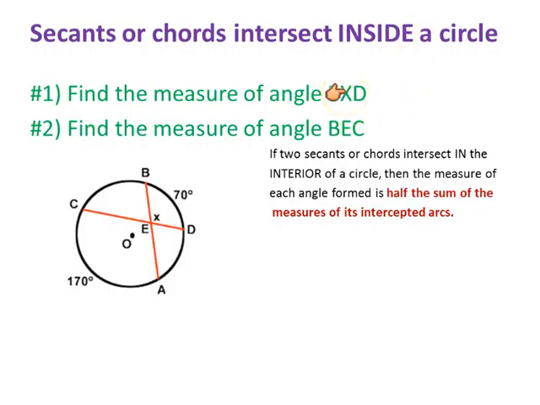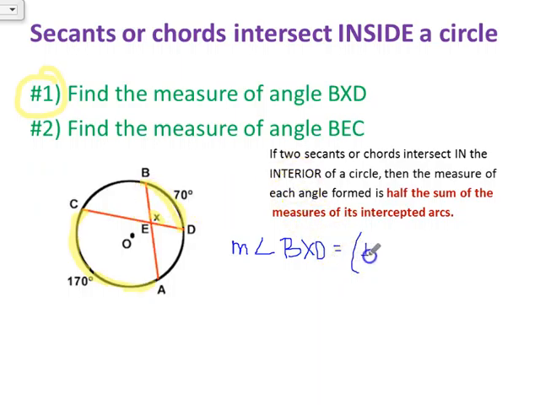Okay, so let's just do one of these. Let's find the measurement of angle BXD. Let's do the top one. So if we want to find the measure of BXD, we need to look at the intercepted arc. So that would be arc BD, because we're trying to find the measurement of BXD. And then we're going to add to it the measurement of arc AC, and then divide that by 2. So let's go ahead and do that.